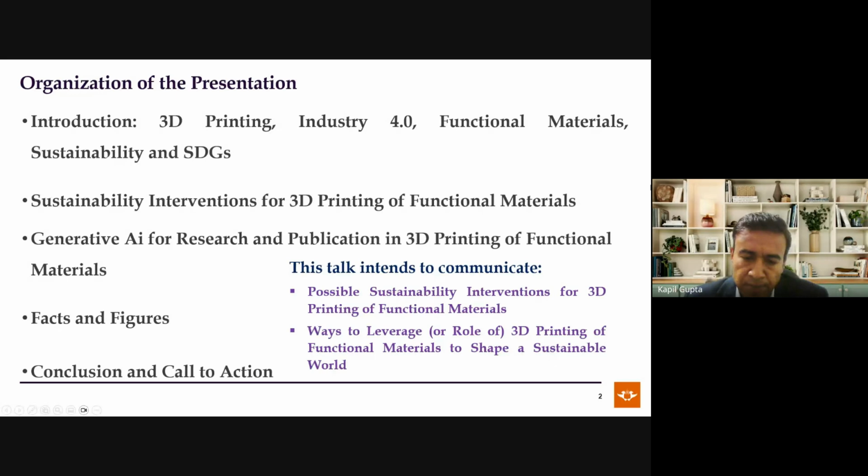This talk particularly intends to communicate one thing: possible sustainability interventions for 3D printing of functional materials, or it can also be taken as possible ways to leverage 3D printing of functional materials to shape a sustainable or better world. What that sustainable world is, we will try to see and focus on during this presentation, and at the end I can take some questions. We can go for some discussion, especially on sustainability.